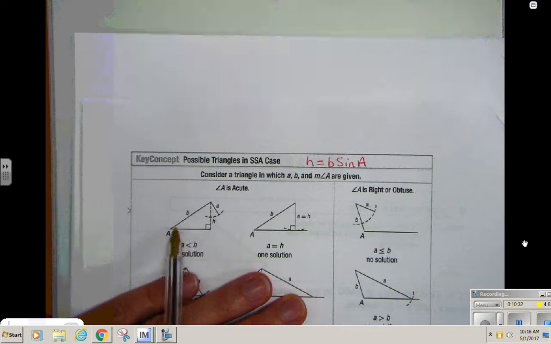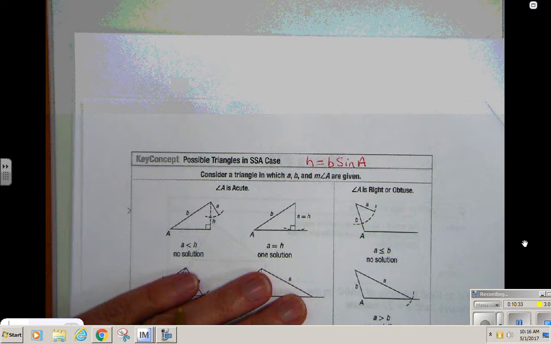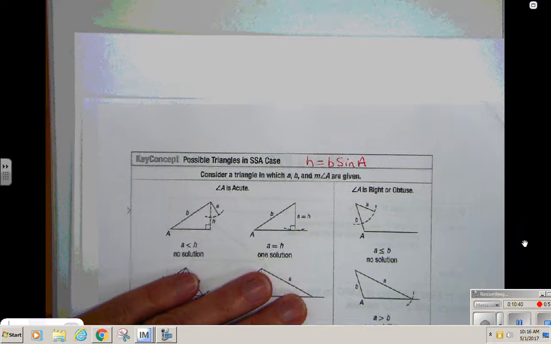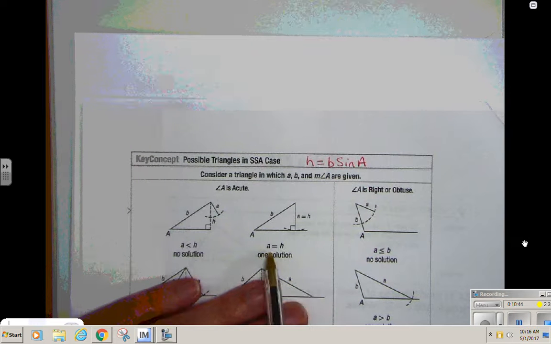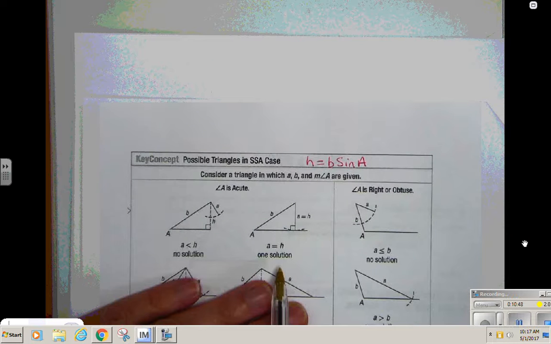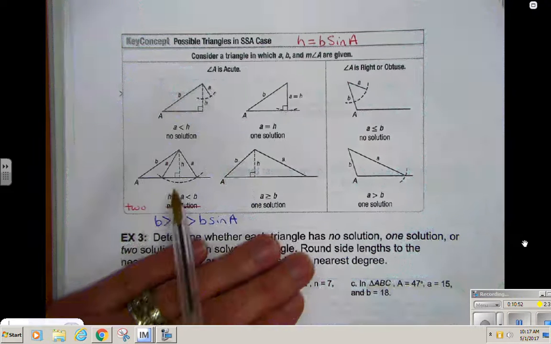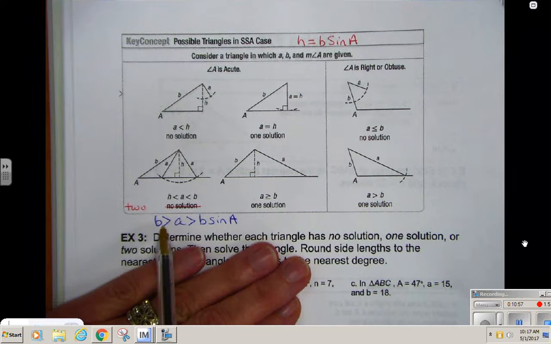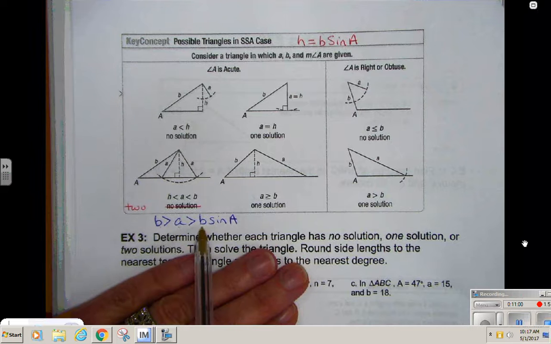So if angle A is acute and A is smaller than B times sine A, there's no solution. There's not going to be a triangle. The sides aren't long enough to meet. If A is equal to B times sine A, then you will have one solution. Now down here, they have B is greater than A is greater than B times sine A. If that's true, it says that it's no solution, but that's wrong. It is two solutions. So you need to correct that.